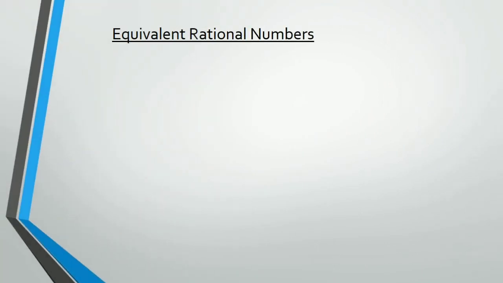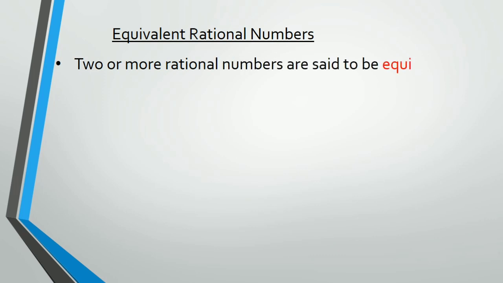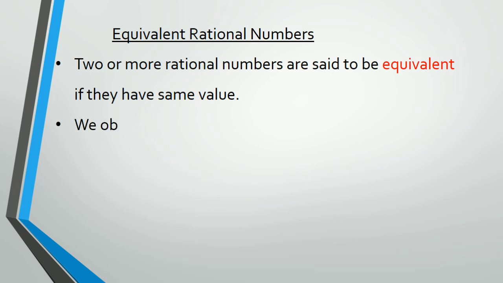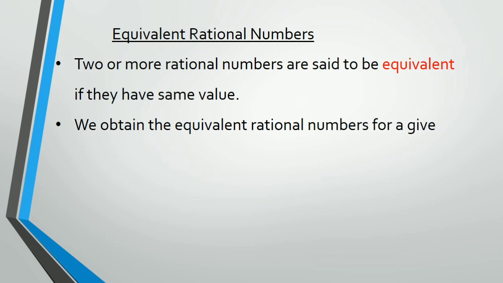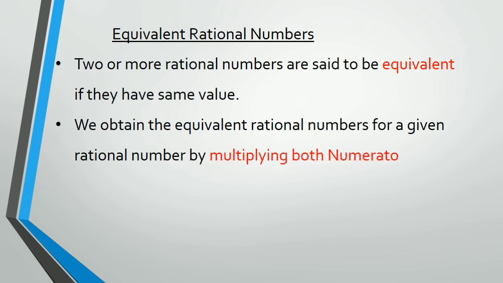Now let's understand what are equivalent rational numbers. Two or more rational numbers are said to be equivalent if they have the same value. We can obtain any number of equivalent rational numbers for a given rational number. We have some methods to obtain the equivalent rational numbers. We can obtain equivalent rational numbers by multiplying both numerator and denominator of a rational number by the same non-zero integer.